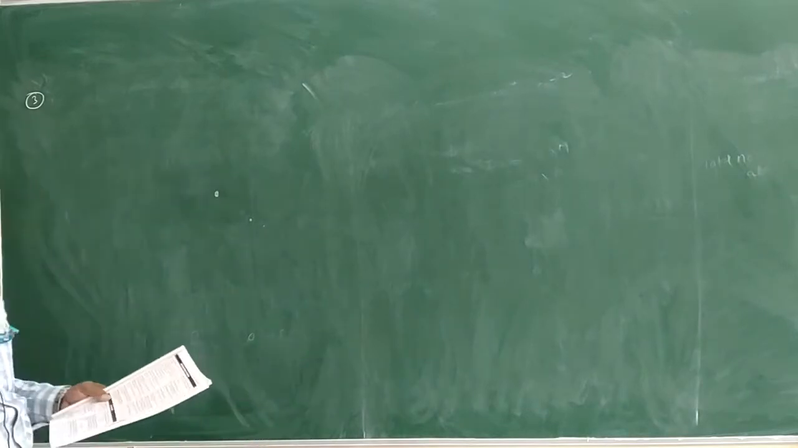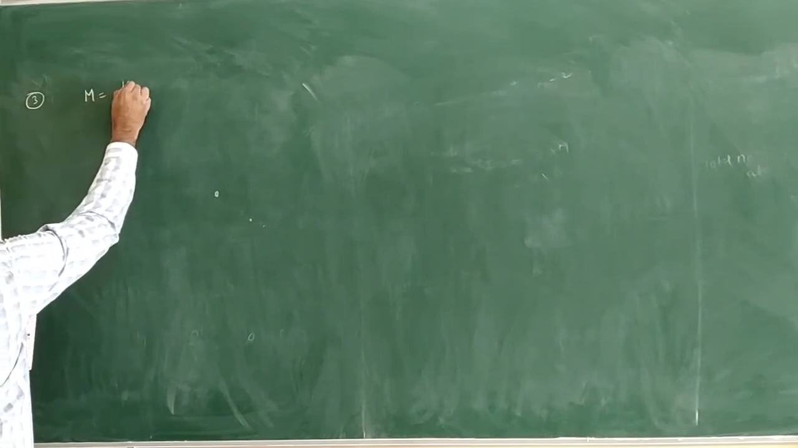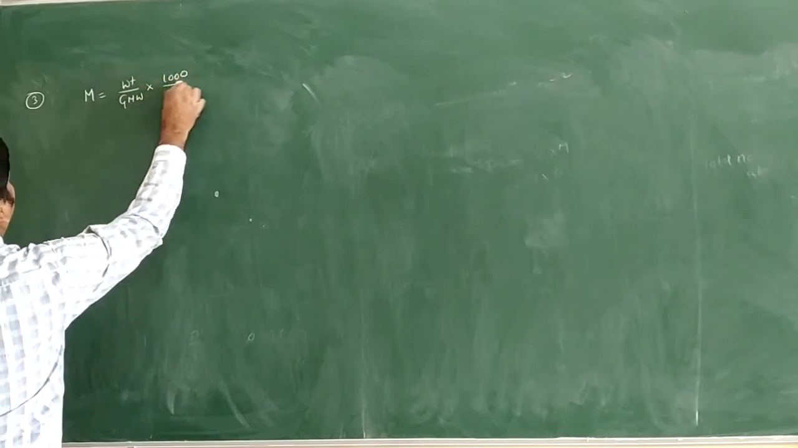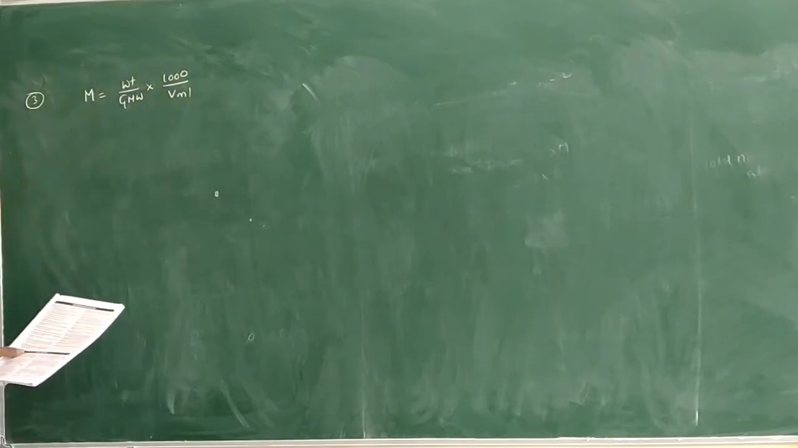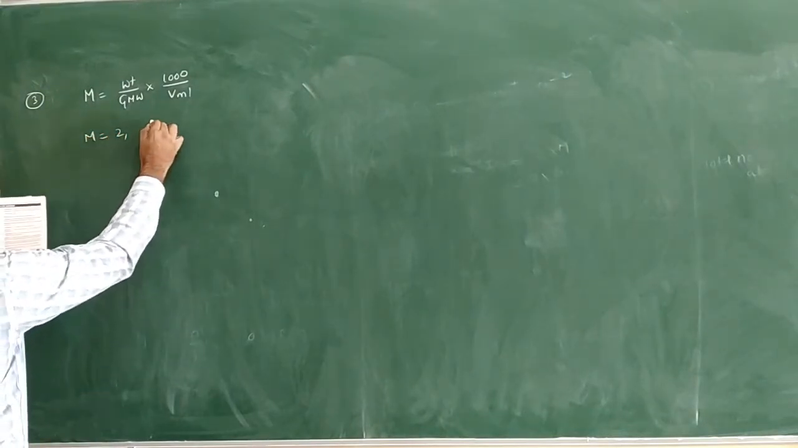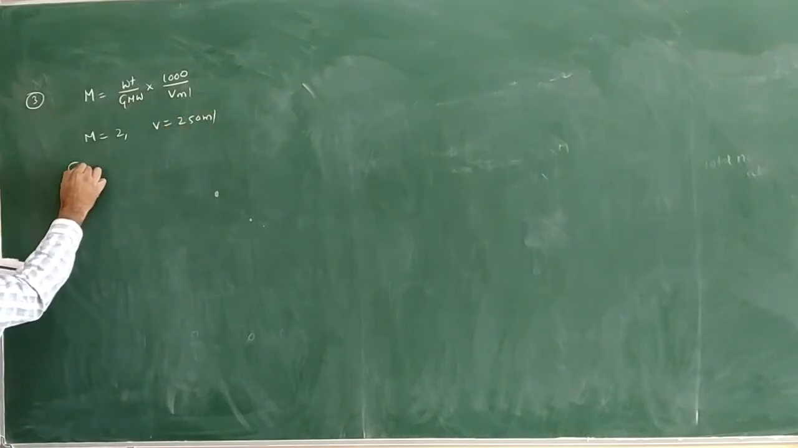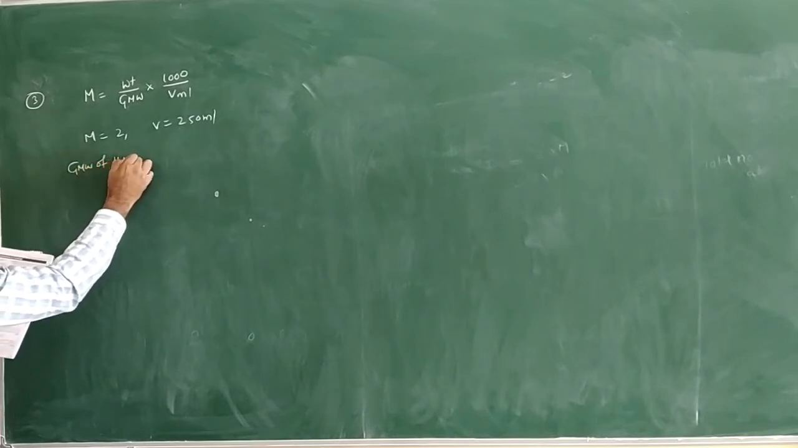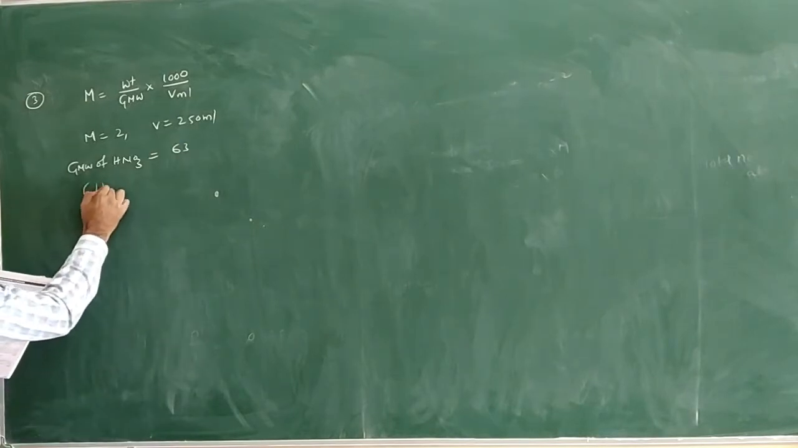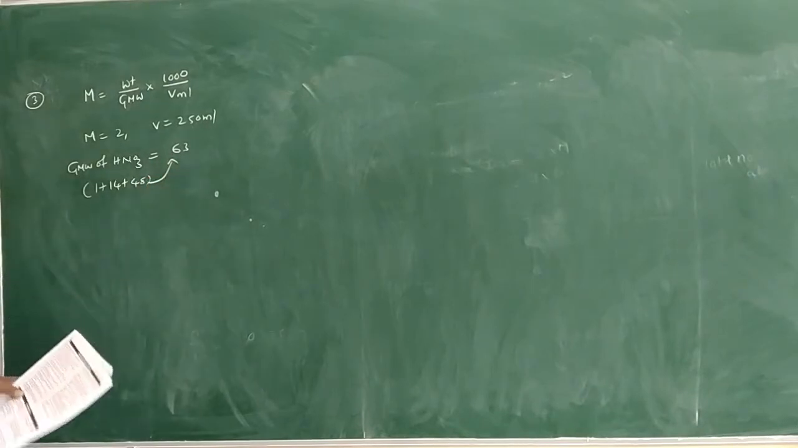So we have to first write the formula for the molarity. Molarity M is equal to weight by gram molecular weight into 1000 by volume in ml. Here the molarity is given, molarity is equal to 2, and the volume is also given, volume is equal to 250 ml. Gram molecular weight of HNO3: you add this, 1 plus 14 plus 3 into 16 which is 48. You will get 63 only.